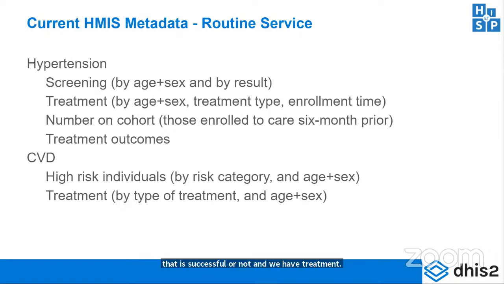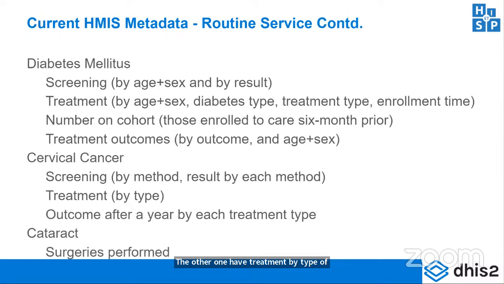The same with cardiovascular diseases. We have data about high-risk individuals by risk category and age and sex. The other one, we have treatment by type of treatment and age and sex again. When it comes to diabetes, we have screening, treatment by age and sex, diabetic type, treatment type, enrollment type, number of cohort like hypertension, and treatment outcome. We have, on the other hand, cervical cancer, again on screening, treatment, and outcome, and we have cataract surgeries performed. The indicator is the total number of surgeries performed across the country.